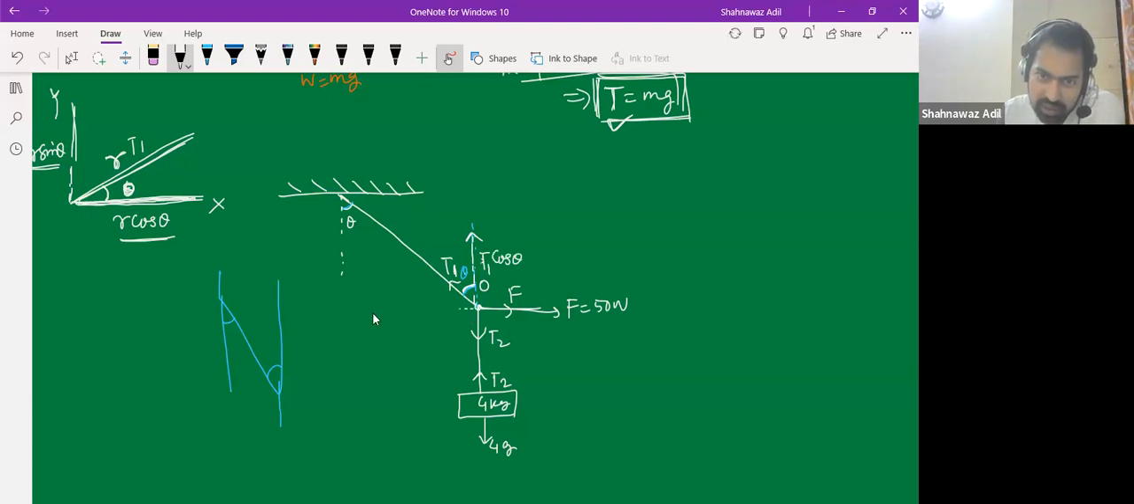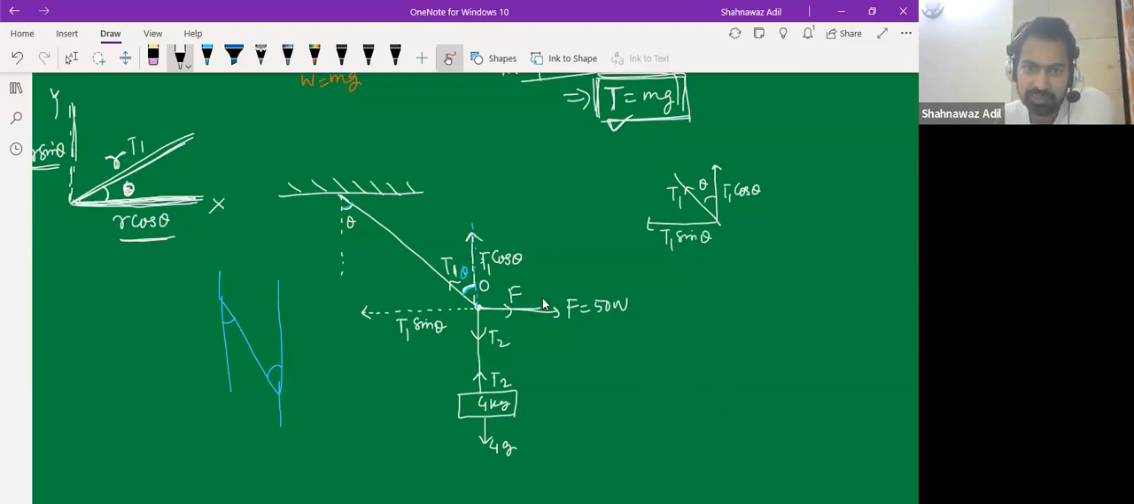And what would be this component? This is T1 cos theta and then the perpendicular part. What is this? T1 sin theta. Right. So we have this theta. This is T1. So this has two components. T1 cos theta, as Akif said, and T1 sin theta. Clear, everyone? Is this part clear? Yes, sir.